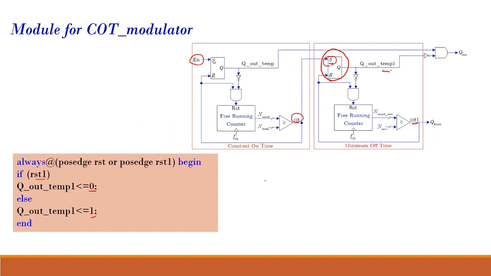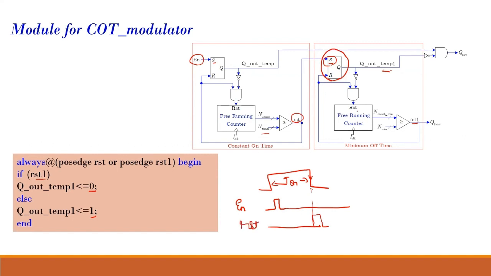So what is constant on time control? You have a constant on time T on, but who starts this? There's an enable signal which comes over here, and this sets it, and then the counter starts running and counts. Then it reaches this end timer value, and then it gets reset. Once it gets reset, you get a high pulse. This is my reset pulse.